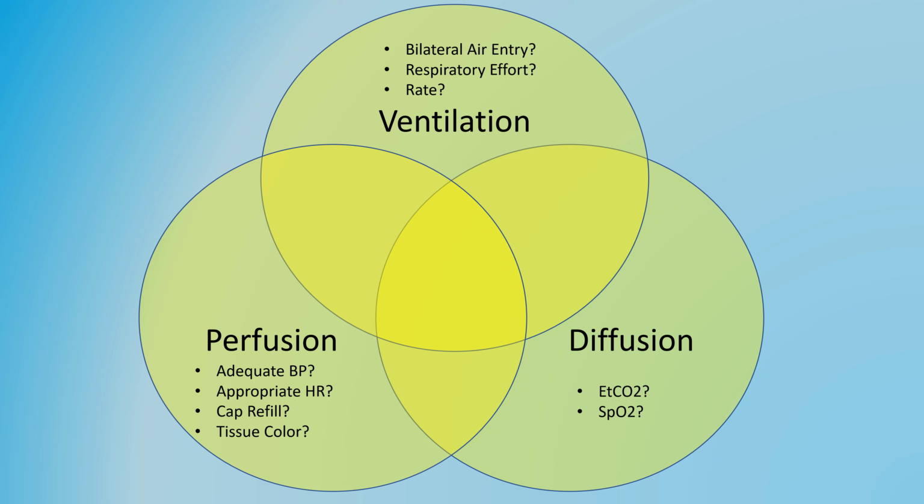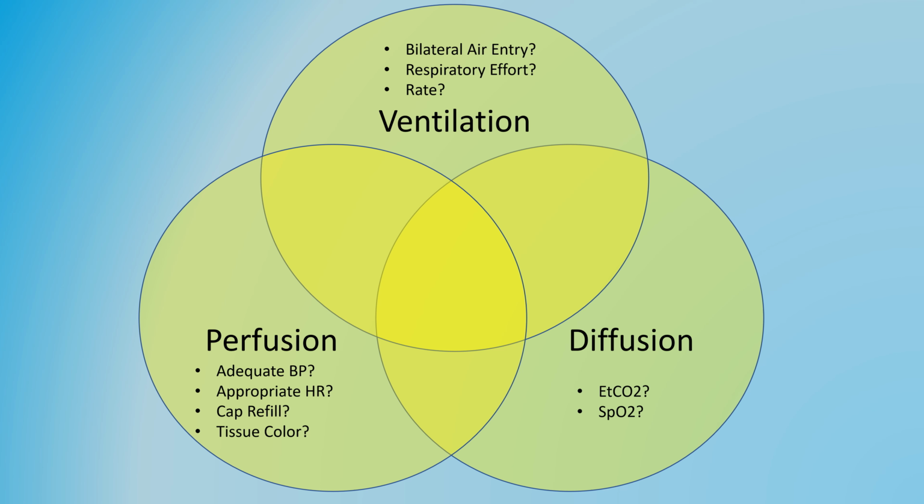Moving on to the other end of the spectrum, we have a high VQ ratio, also known as dead space ventilation. This means that our patient is moving air, ventilating well, there's oxygen available in the alveoli, but there is not adequate blood flow to diffuse and carry this oxygen. So why is this important?